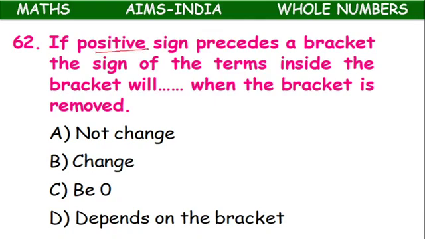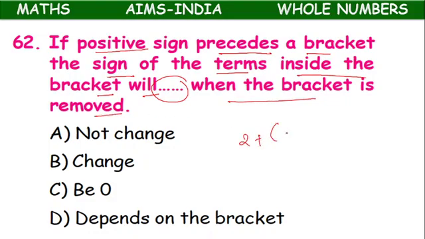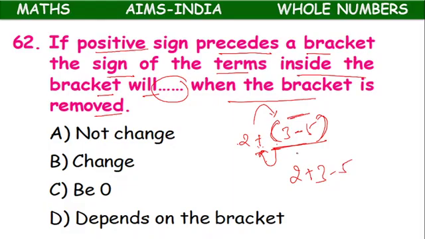If a positive sign precedes a bracket, then the signs of the terms inside the bracket will dash when the bracket is removed. Suppose we have 2 plus, 3 minus 5 in brackets. Here the plus symbol is preceding the bracket. Now the question is, if we remove the bracket, what happens to the signs of the terms inside the bracket?